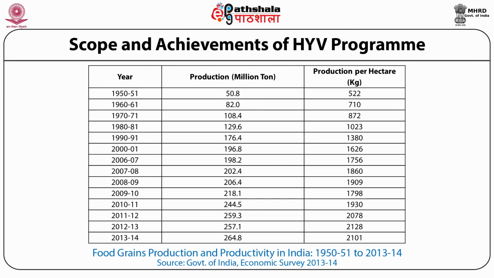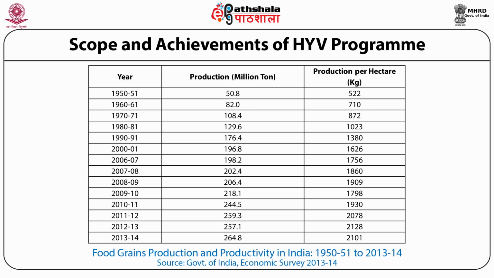As we can see from the table, in the year 1950-51, the production of food grains in India was just 50.8 million tons, and the production per hectare was just 522 kg. It increased gradually, but after this green revolution, we have seen a substantial increase. From 50.8 million tons, production increased to 108.4 million tons in 1970-71, which means that it almost doubled.